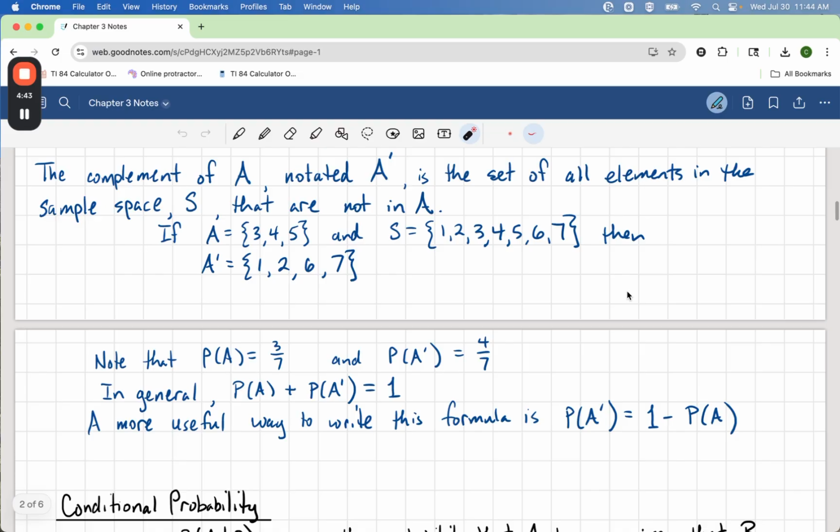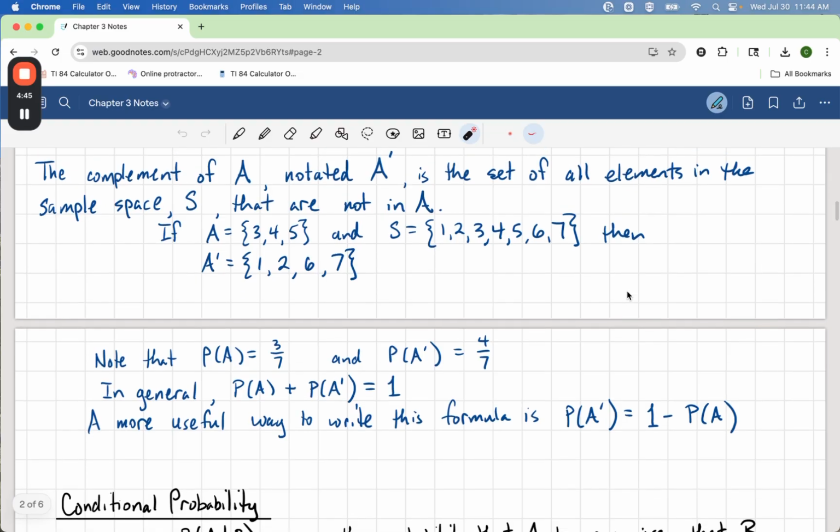All right, note that in this example, the probability of A is 3/7, and the probability of A complement is 4/7. Those probabilities of A plus A complement is always equal to 1. All right, a more useful way is that the probability of A complement is 1 minus the probability of A. That's going to come in handy later on.